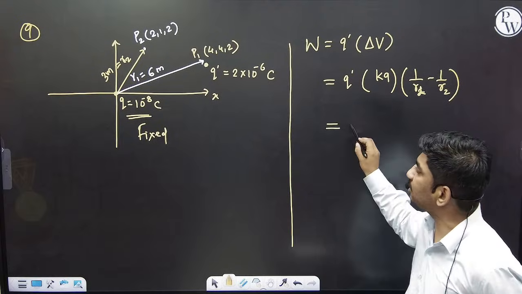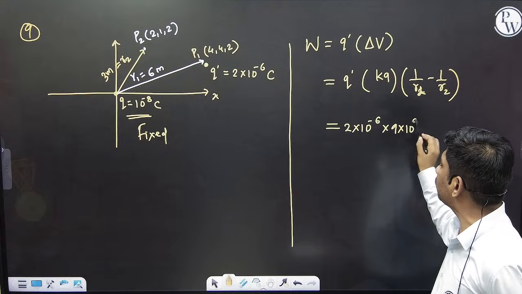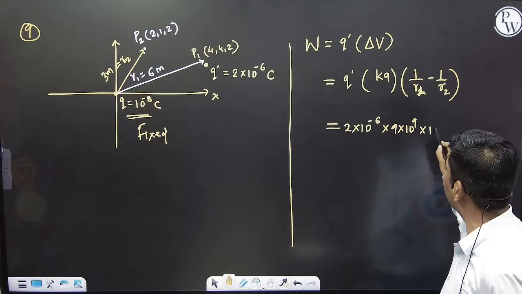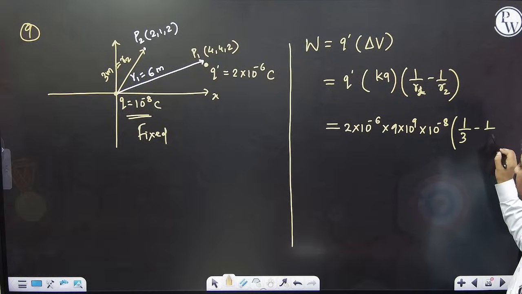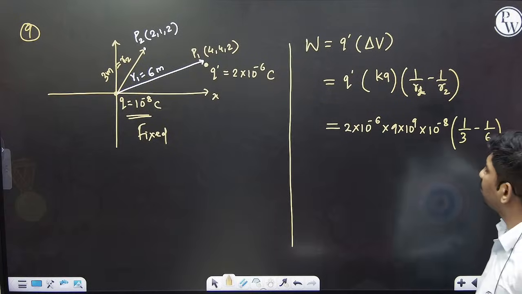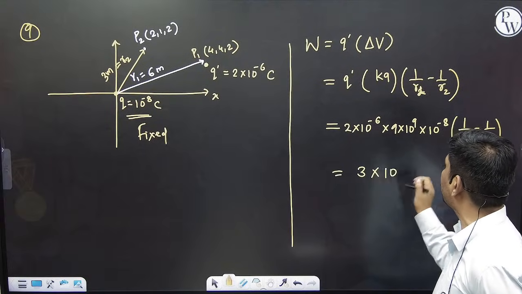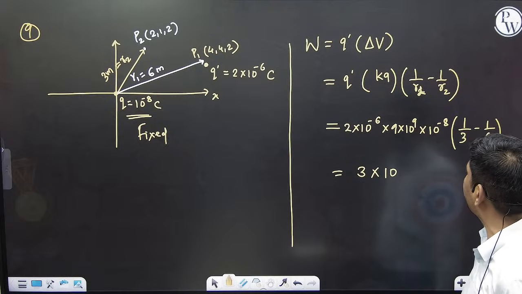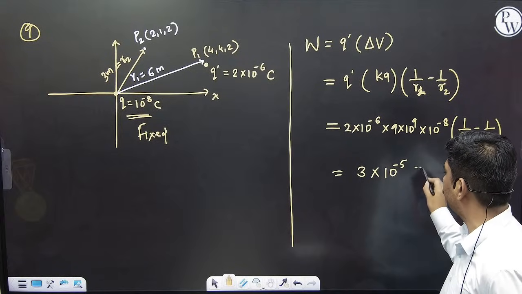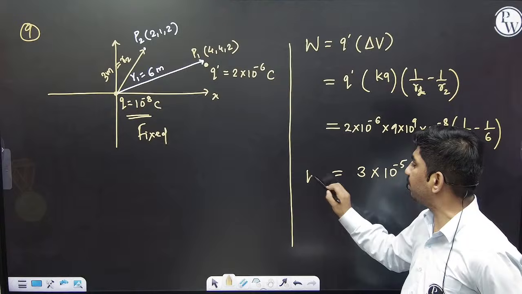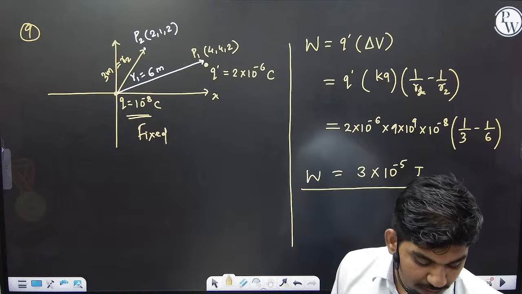So Q dash is nothing but 2 into 10 power minus 6. K is 9 into 10 power 9. And Q is 10 power minus 8. 1 by R1 minus 1 by R2, 1 by 3 minus 1 by 6, so this is 1 by 6. So we are going to get 3 into 10 power 9, 10 power minus 5, I guess. Like that we are going to get it in joules. I guess they were giving it in microjoule, so you can write this as 30 microjoule. This was one of the questions, an easier one.